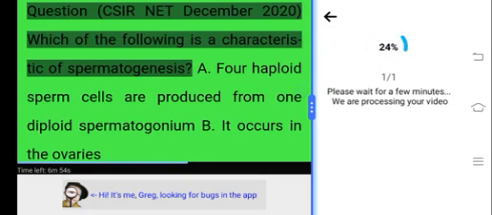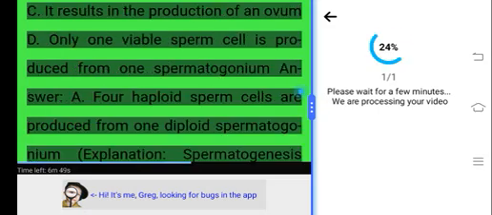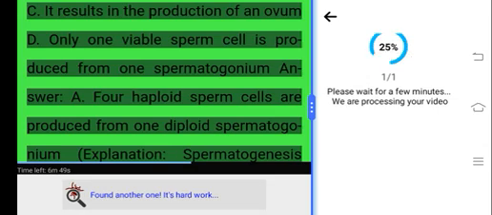Question, CSIR NET December 2020. Which of the following is a characteristic of spermatogenesis? A. 4 haploid sperm cells are produced from 1 diploid spermatogonium. B. It occurs in the ovaries. C. It results in the production of an ovum. D. Only 1 viable sperm cell is produced from 1 spermatogonium. Answer: A. 4 haploid sperm cells are produced from 1 diploid spermatogonium. Explanation: Spermatogenesis produces 4 haploid sperm cells from 1 diploid spermatogonium.